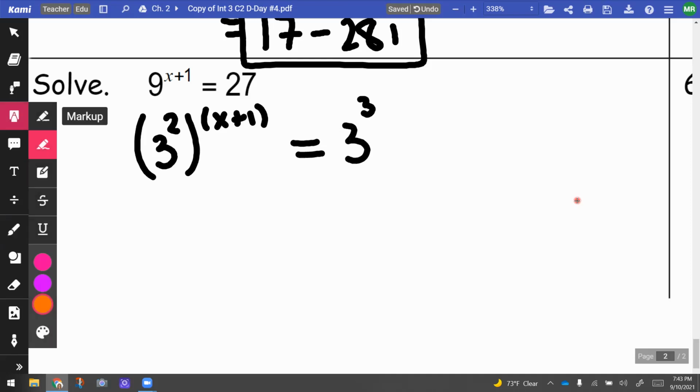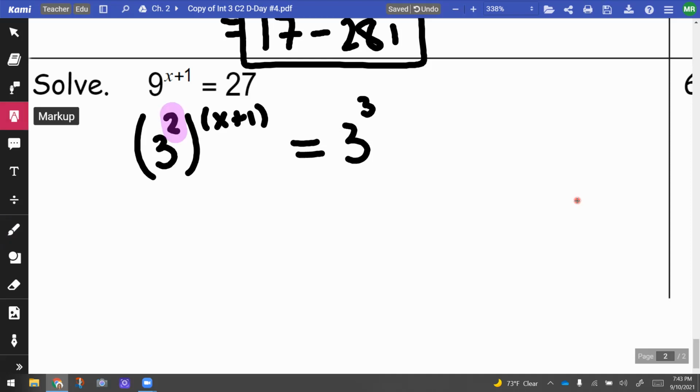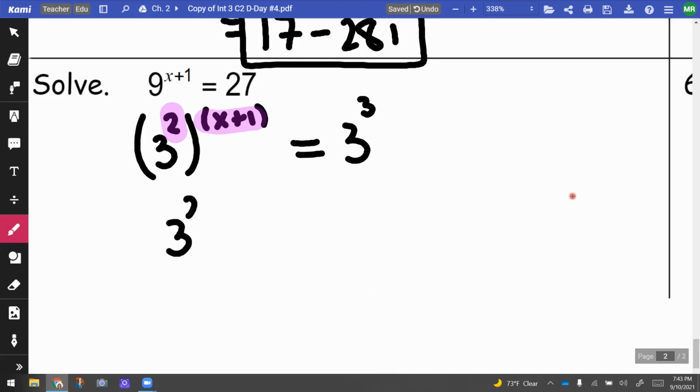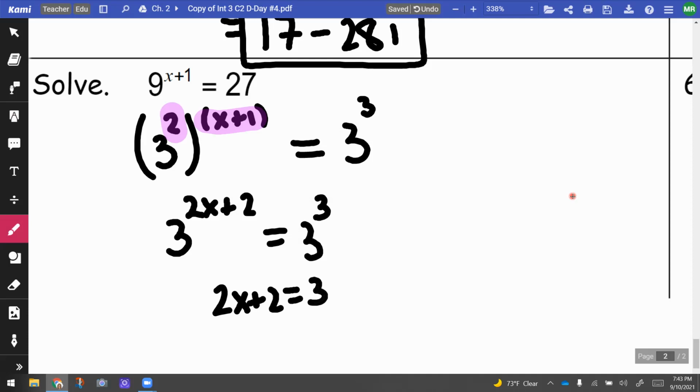So when I have power to power here, okay, power to power, my 3 is being raised to the second, and that's being raised to another power. You multiply. So I get 3 to the 2x plus 2 is equal to 3 to the third. And so if I have 3 to the third is equal to 3 to a power, the powers have to equal the same thing. So I set them equal. And I end up getting x is equal to 1/2.